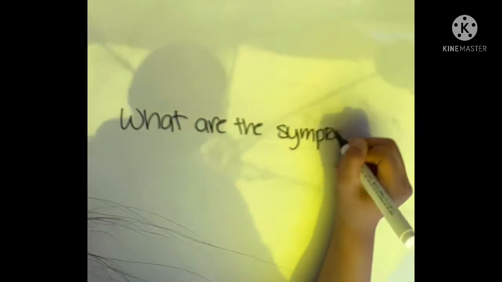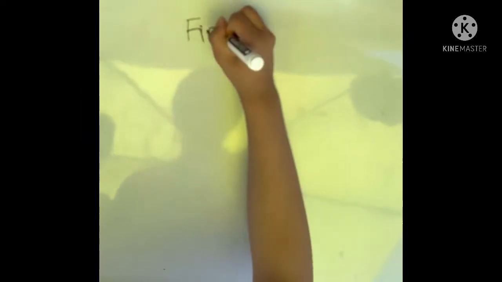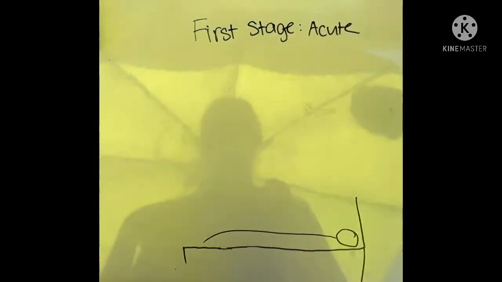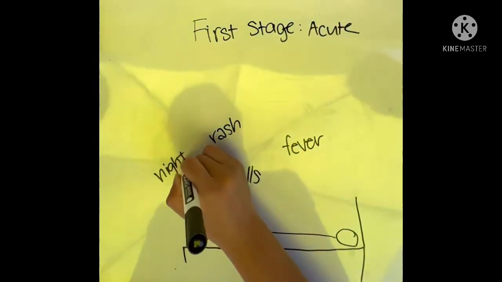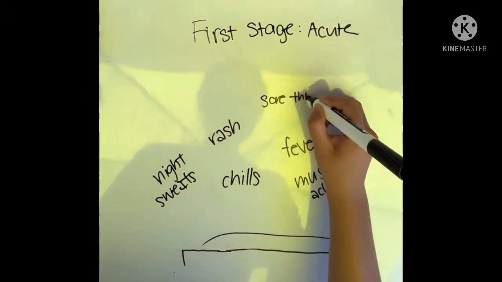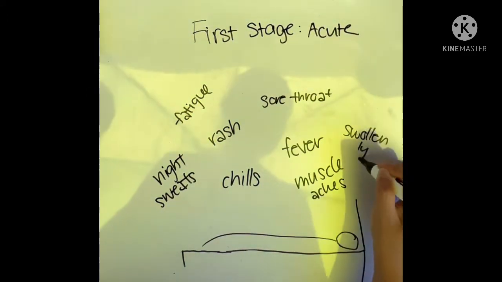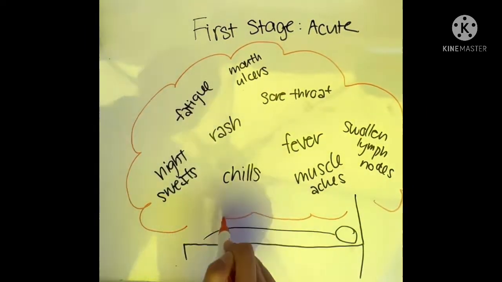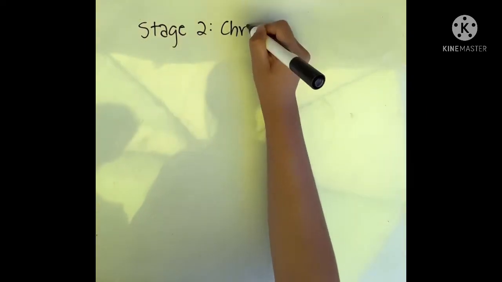Symptomatic stages of HIV/AIDS. The first stage of HIV is acute infection. During this stage, there's a high amount of HIV in the infected person's blood, and the disease is highly contagious. Symptoms are generally flu-like, including fever, chills, rash, night sweats, muscle aches, sore throat, fatigue, swollen lymph nodes, and mouth ulcers.